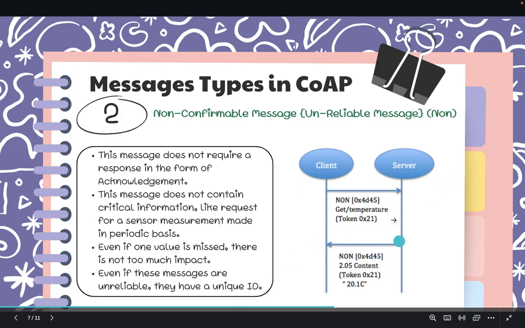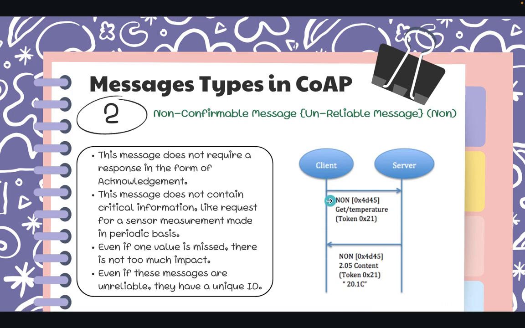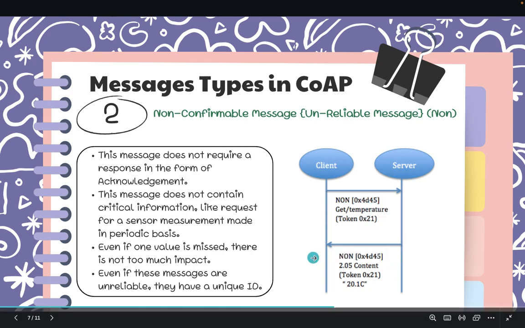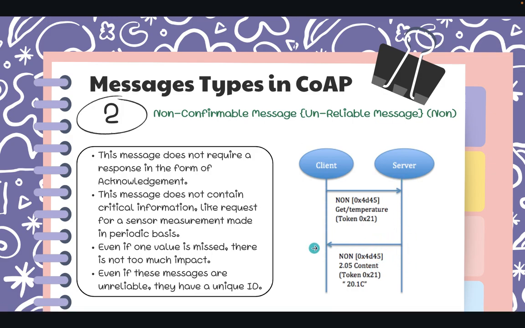For example, let us take this one, client and server. Here the client will send a NON, which stands for non-confirmable message. So I want to take some data from the server, say temperature. It is having the ID 4D45. It will send back the value 20.1 degrees Celsius from the server to the client. So this is about the non-confirmable message.